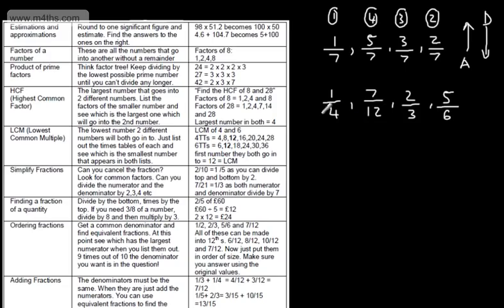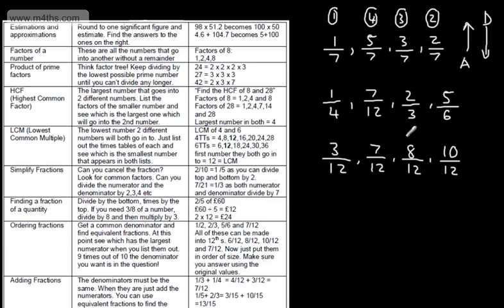So with this one, I'm going to now turn this into 12s. I need to multiply this number by 3, therefore I need to do the same here. So as an equivalent fraction, 1/4 is 3/12. 7/12 is already in 12s. I need to multiply the 3 by 4, so I need to multiply the 2 by 4. So I get 8/12. I need to multiply the 6 by 2, so I need to multiply the 5 by 2. So we can see now that we have all of these in 12s, and they are actually in order.